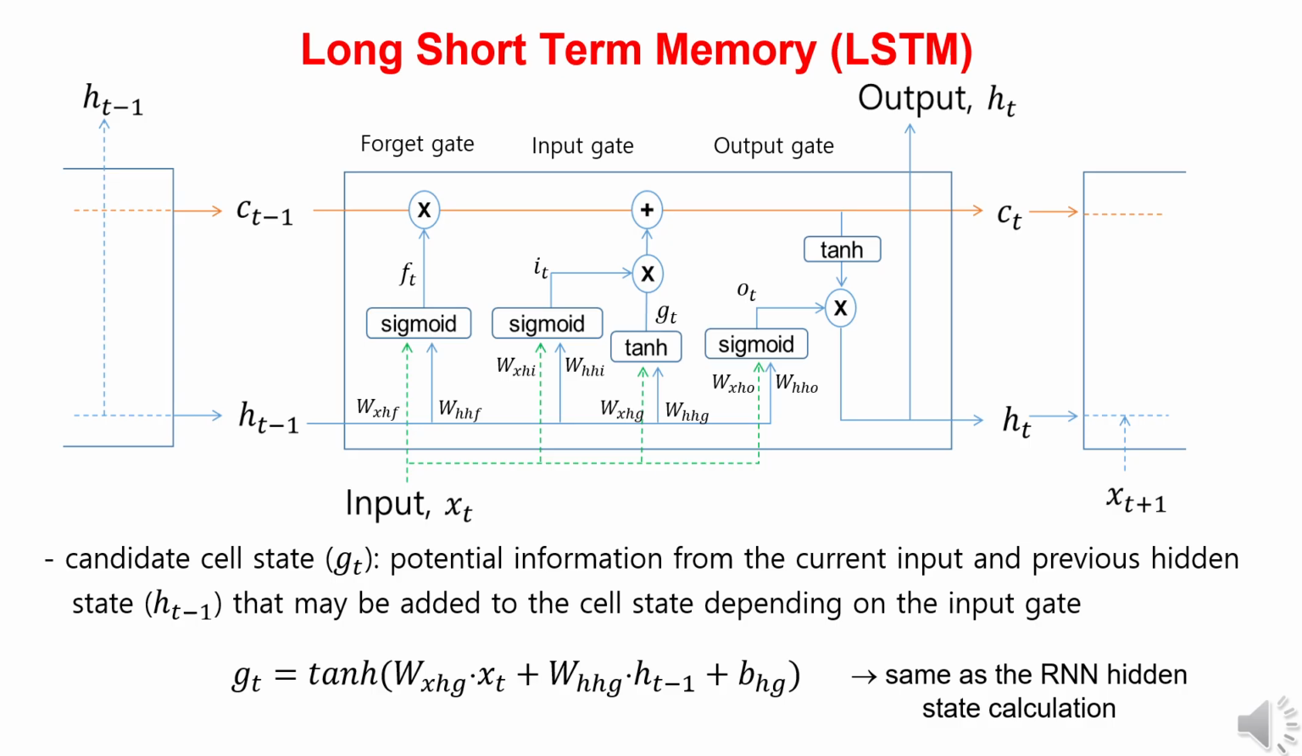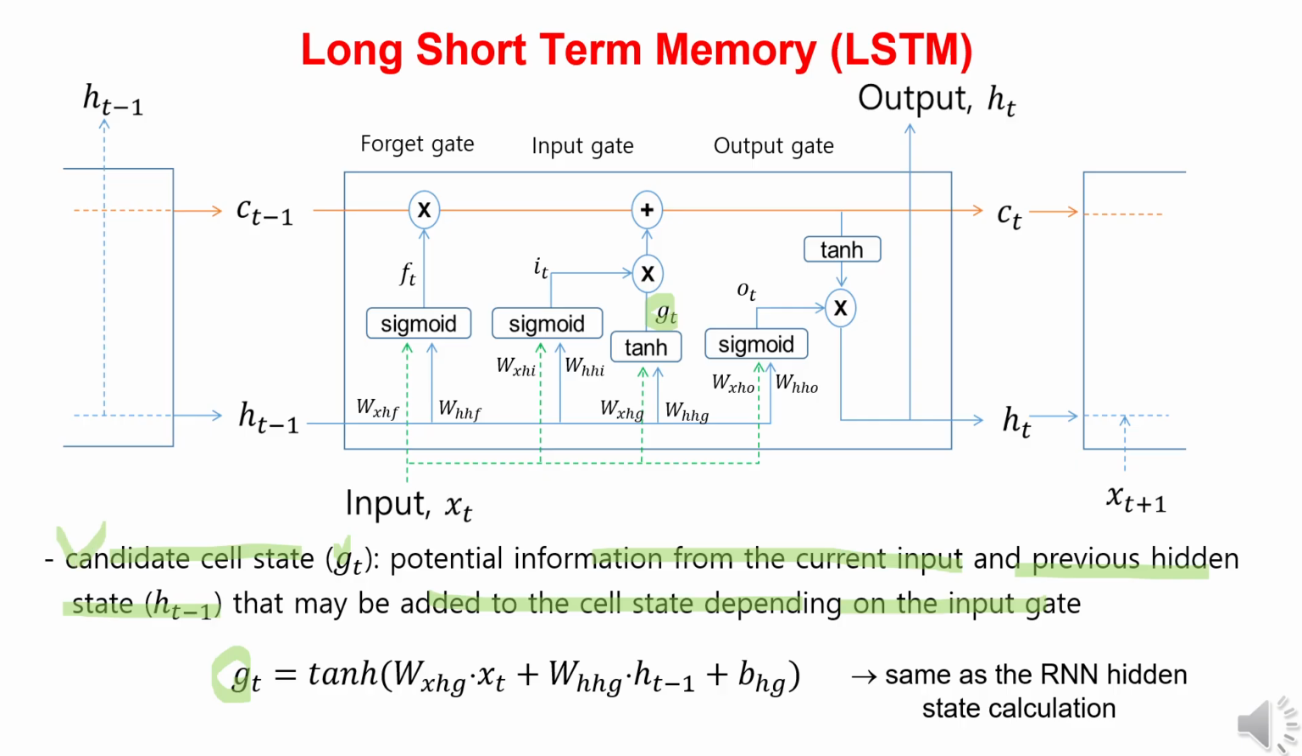The candidate cell state, denoted as g_t, is a value created by combining the current input, x_t, with the previous hidden state, h_{t-1}. It represents potential information that could be added to the cell state. However, whether this information actually makes it into the cell state depends on the input gate. The candidate cell state can either be incorporated or ignored, which is why it's called a candidate.